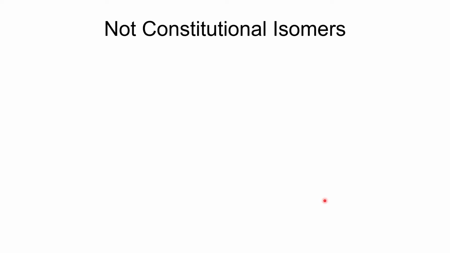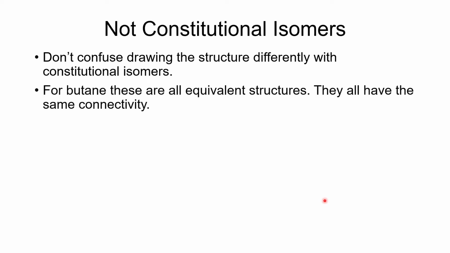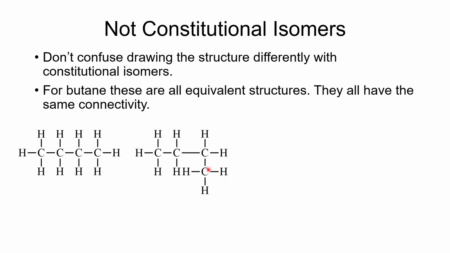Now, one thing that I want to point out is that just because you can draw something differently doesn't necessarily make it a constitutional isomer. For butane, all of these are equivalent structures. They have exactly the same connectivity, so they are not constitutional isomers of each other. They're just different drawings. So here for butane, you'll see we've got 4 carbons in the long chain here, and then 10 hydrogens attached to it. Well, if you make a little kink in it, it's still butane. And in fact, we need to remember that Lewis structures do not imply stereochemistry. So we can't really get anything out of this.